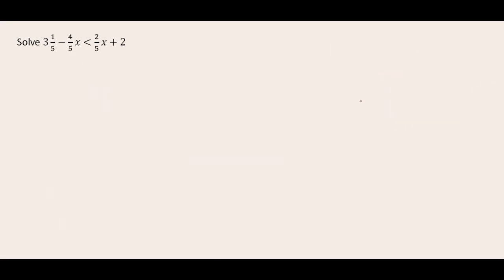Final example, 3 and 1 over 5 minus 4 over 5x is less than 2 over 5x plus 2. The first thing we're going to do is add 4 over 5x to both sides. So now we're left with 3 and 1 over 5. So let's see, 2 over 5 plus 4 over 5. This is going to give us 6 over 5x. Is less than 6 over 5x plus 2.